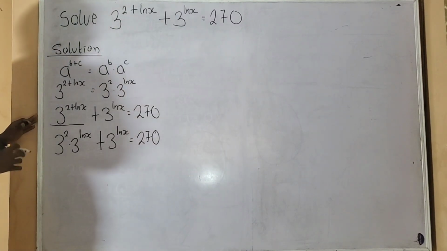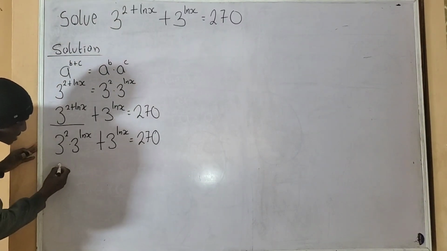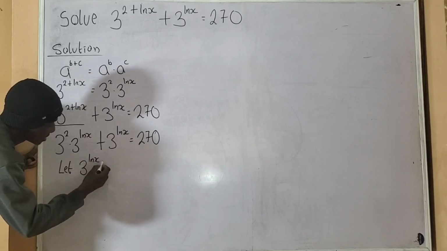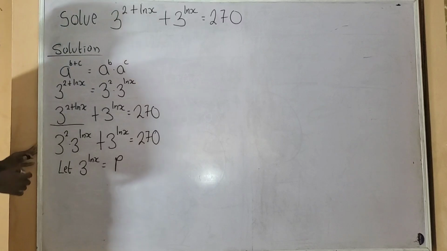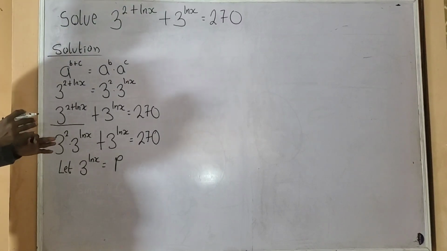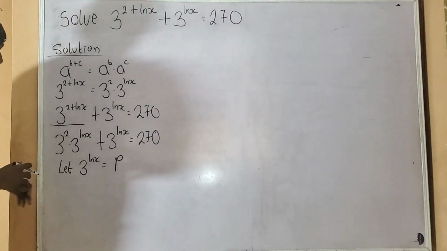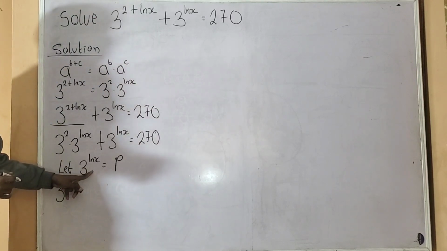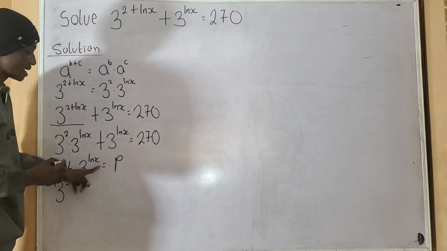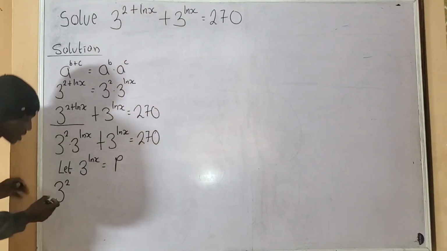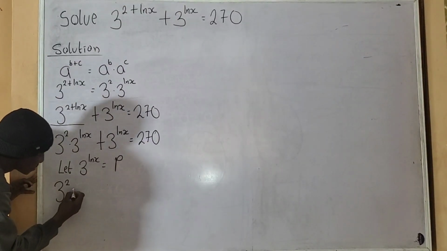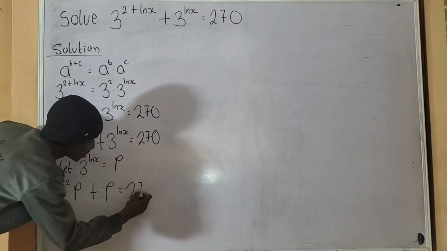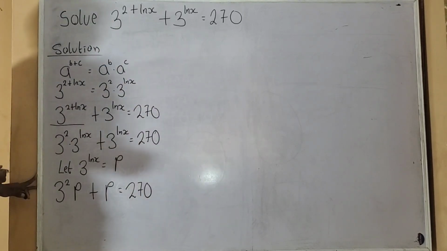Please pay attention. Let 3 raised to the power of ln x equal p. You can set it equal to any letter, but I'm going to choose p. Do you understand? So I'm going to have 3 raised to the power of 2. Now, whenever I see 3 raised to the power of ln x, I'm going to replace it with p. So I'm going to have 3 raised to the power of 2 multiplied by p plus p equals 270.